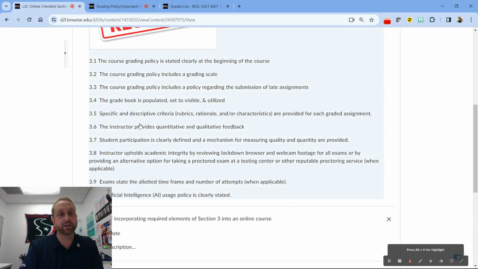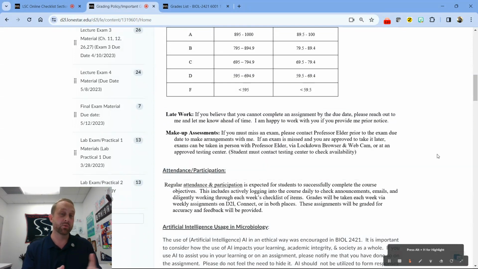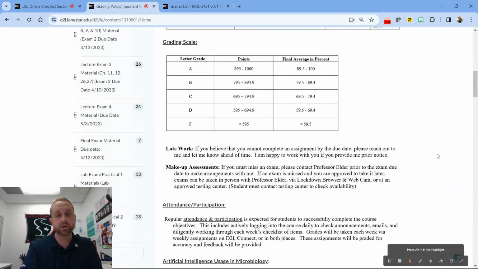The next thing on the checklist is 3.4. The grade book is populated, set to visible, and utilized. We know a few semesters back we made sure that everything had to be in D2L and the D2L grade book. This was a big push.